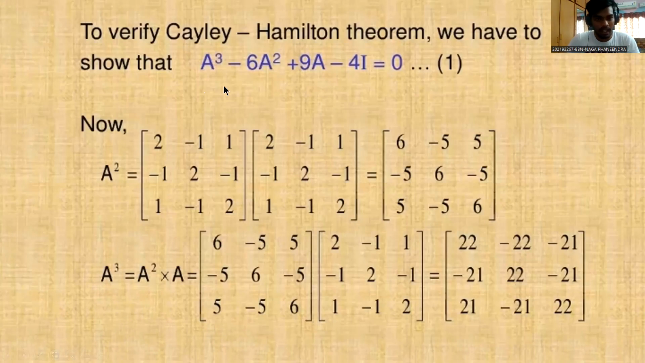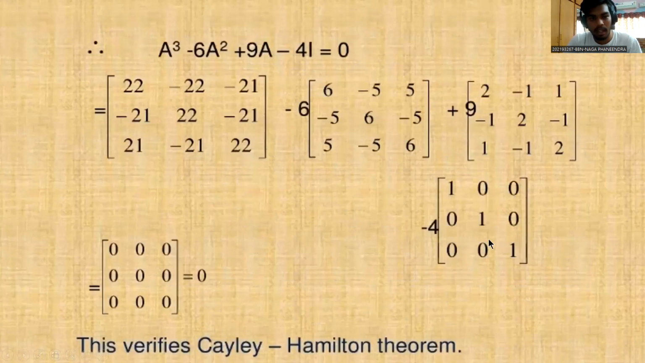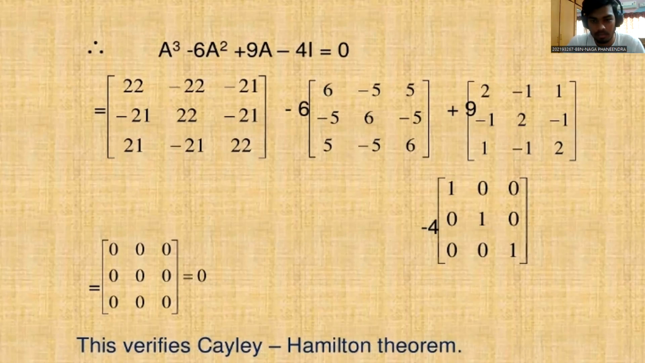Now A^2 is given as A into A, and A^3 is written as A^2 into A. So we have the A^2 value, and next A^3 minus 6A^2 plus 9A minus 4I. We have the A^3 value, the A^2 value, and the A value, and I we also know, so we get it as 0. When the matrix satisfies its own characteristic equation, it verifies the Cayley-Hamilton theorem.